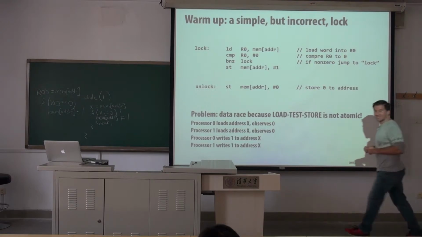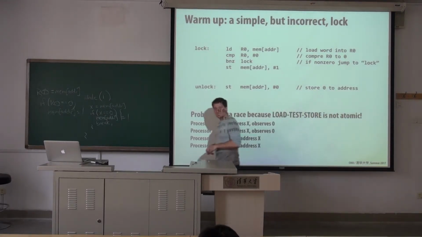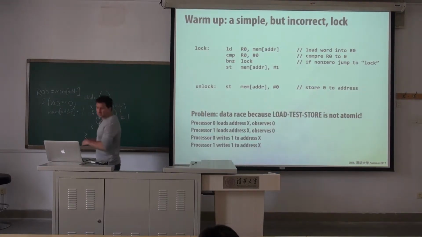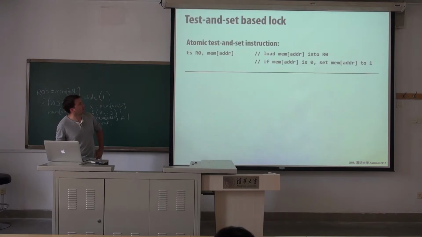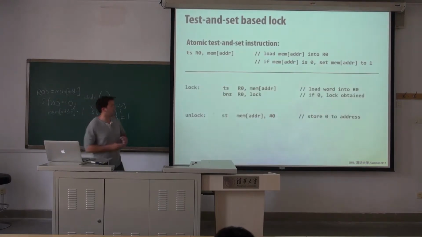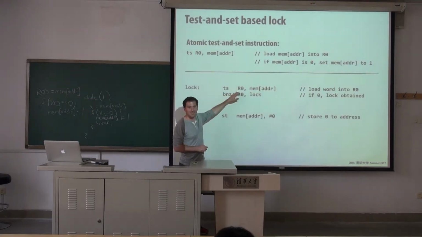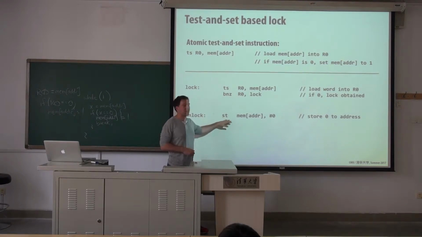First, test and set memory address, R0 memory address. So we test and set, okay, mem address, and then what? If it's not 0, then jump to lock. Correct. Very simple. It's just test and set. If the test failed, do it again. That's all it is. And of course, unlocking is still just one instruction of setting the value to 0.